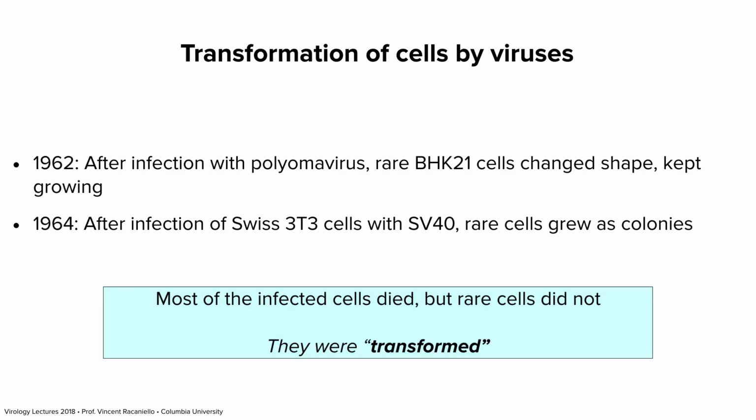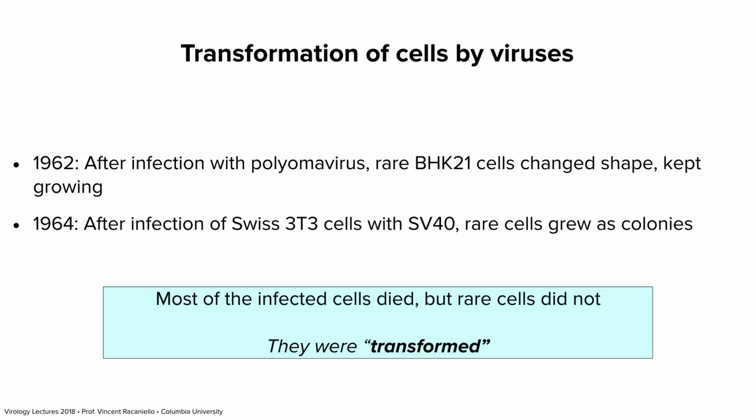In 1962, a polyoma virus was found to be able to transform baby hamster kidney cells. These are primary cells. Transform them, and they keep growing. And in 1964, infection of mouse cells, Swiss 3T3 are mouse cells, with a monkey virus, SV40, they grew out as transformed cells. And in these examples, the viruses killed most of these cells, but a few of them survived, and these were the transformed cells that lived forever.